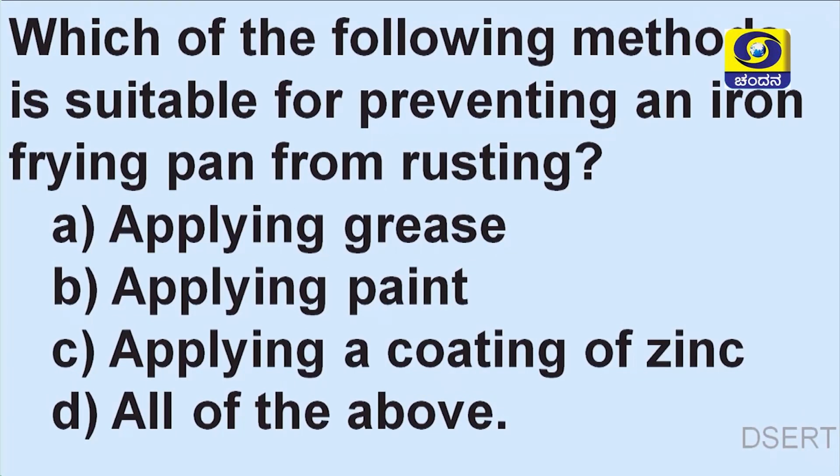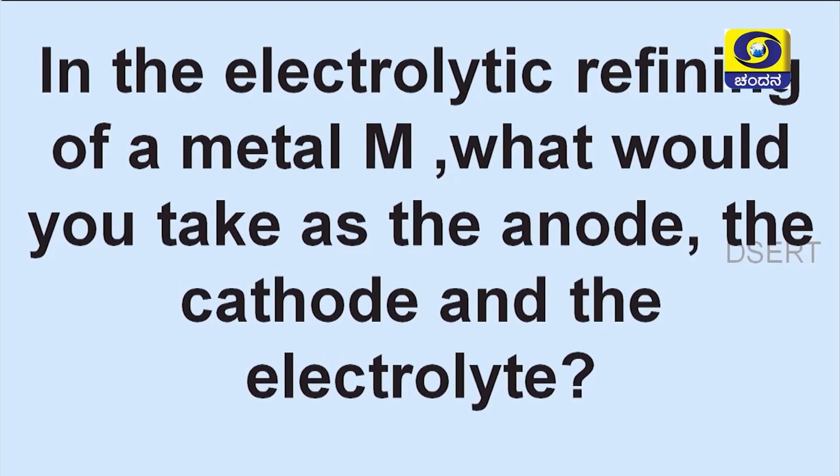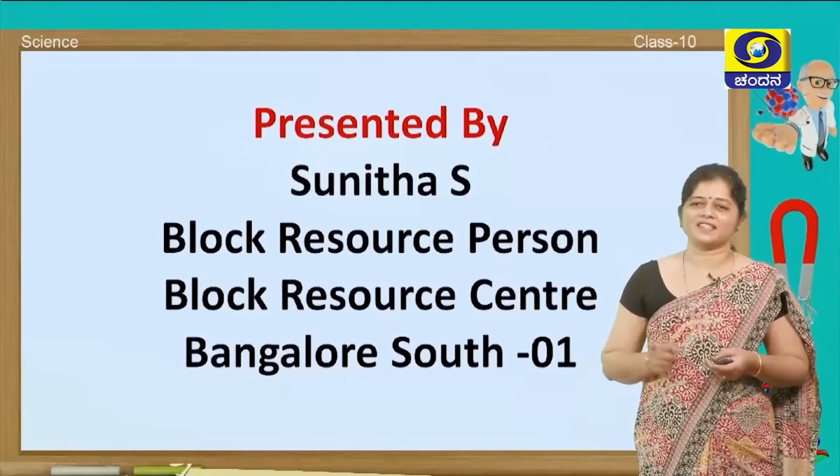Think and answer. In the electrolytic refining of a metal M, what would you take as the anode, the cathode and the electrolyte? This is a very important question. Questions like this may pop up in your exam. So, think and answer. In the electrolytic refining of a metal M, what would you take as the anode, the cathode and the electrolyte?